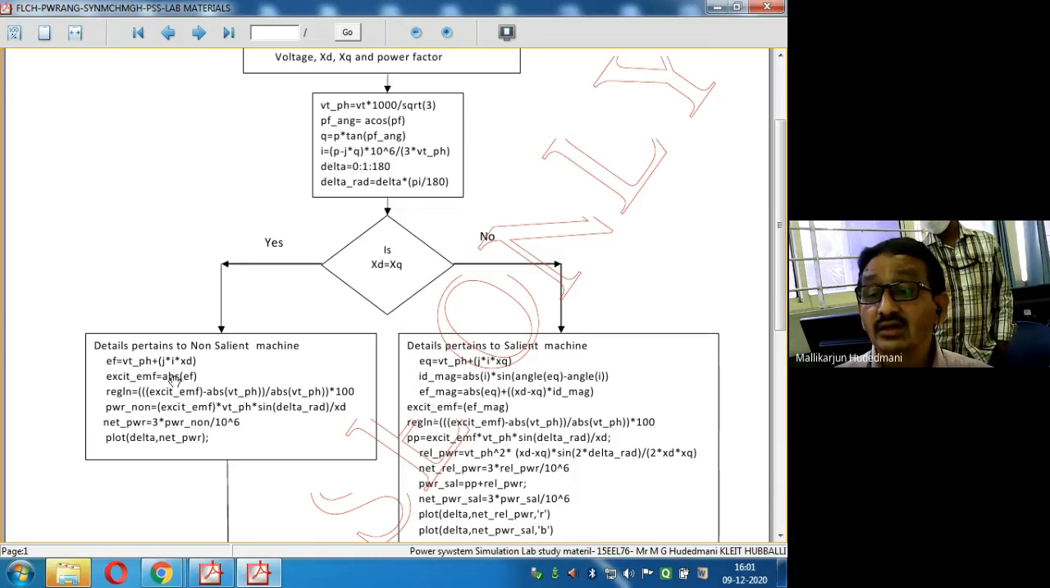Hence this is the current I will be using into xd. I am multiplying, and j is my operator. So this calculation I am doing. Then the excitation EMF, this EF per phase, is complex: voltage per phase plus j into I into xd.